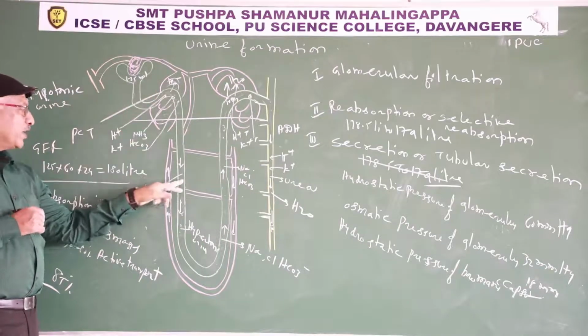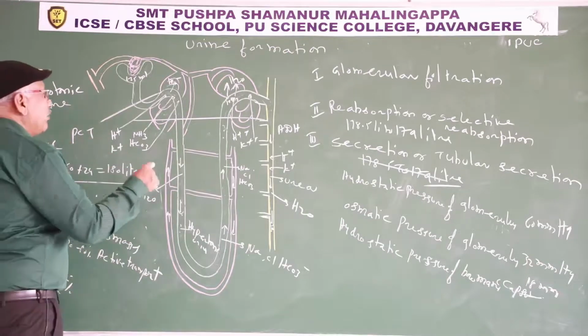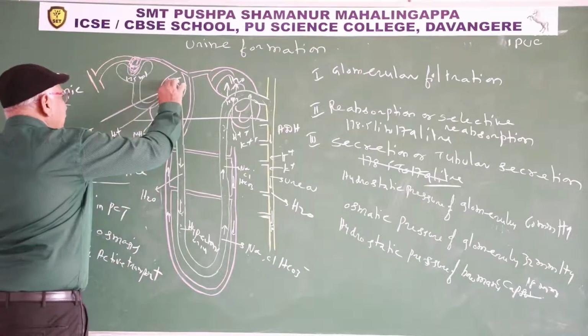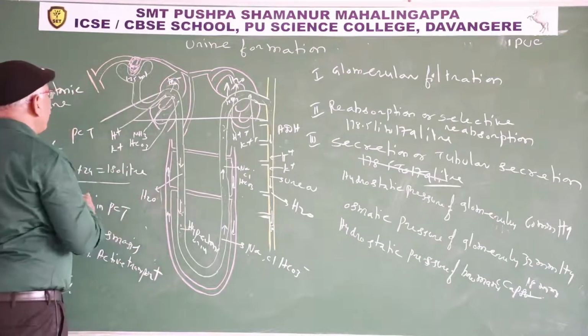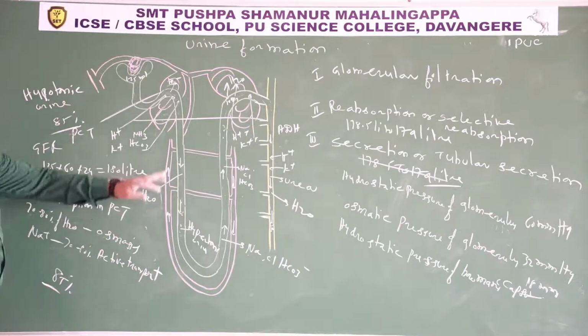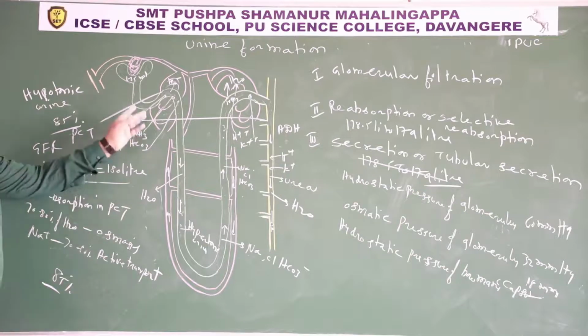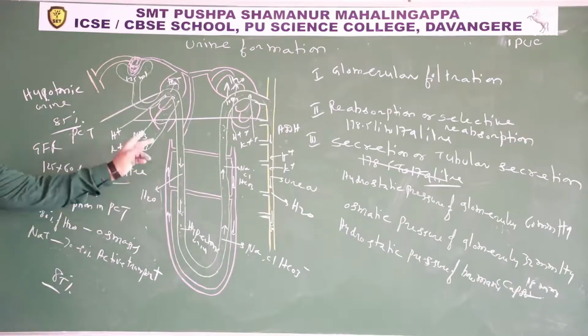The reabsorption in PCT and descending limb is mandatory, compulsory, no hormone, no enzyme required. So this reabsorption is common in all human beings. As a result, hypertonic urine is formed. Descending limb of loop of Henle is impermeable to electrolytes, while primary urine is passing through the ascending limb.